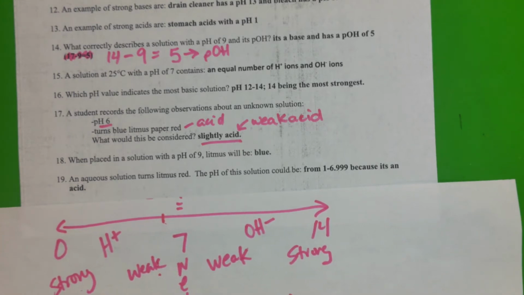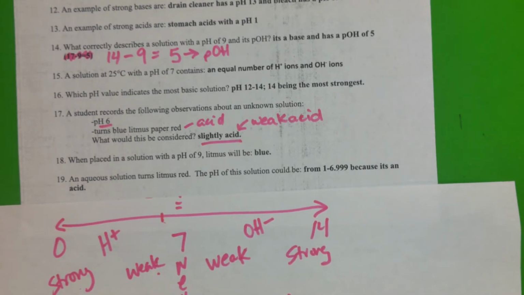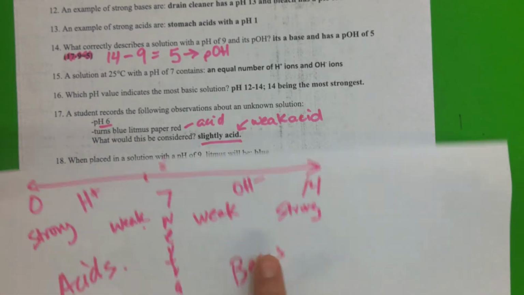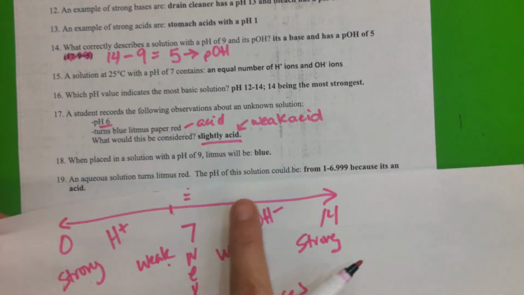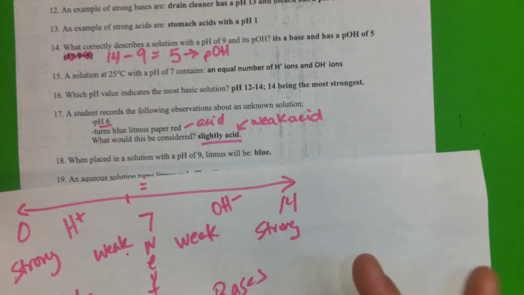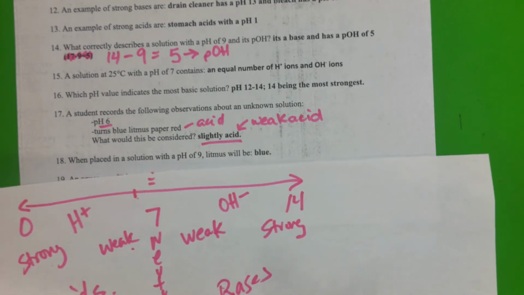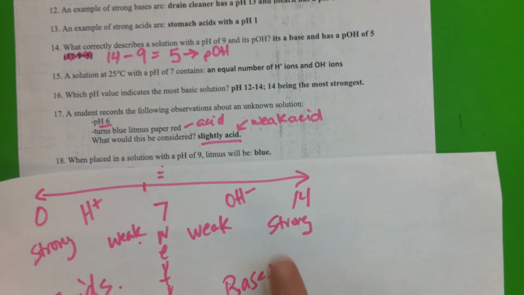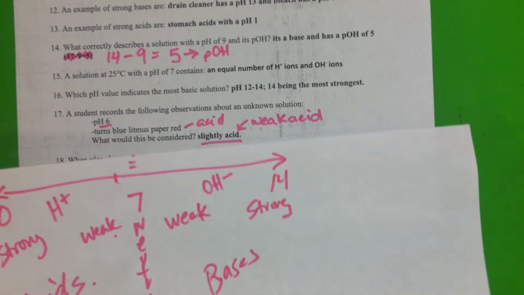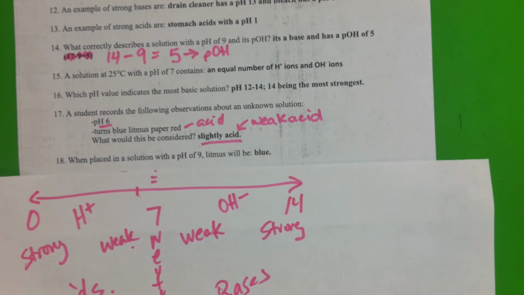Number 18, when placed in a solution with a pH of 9, that means it should be a base and it should turn blue. B for base, B for blue. It's not the same for acid, but it's something you can connect with. With a pH of 9, it's always going to turn the litmus paper blue. Or even if it's blue, it stays blue.